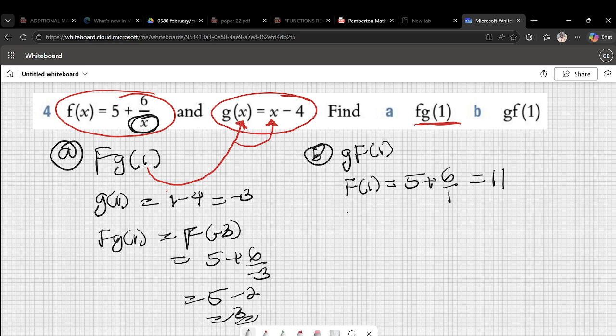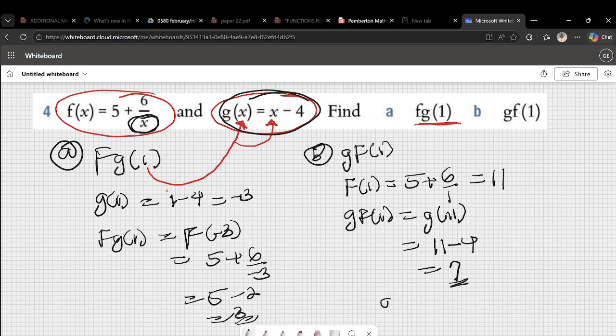11. So our g of f of 1 is now going to be what? g of 11. Since our f of 1 is now 11, the 11 will now be placed inside g. So our g, see our g still remains this. So it's going to be 11 minus 4. And that's going to be what? 7. So at the end, g of f of 1 is equal to what? 7. So that's what we do. So that's how we solve that particular question.